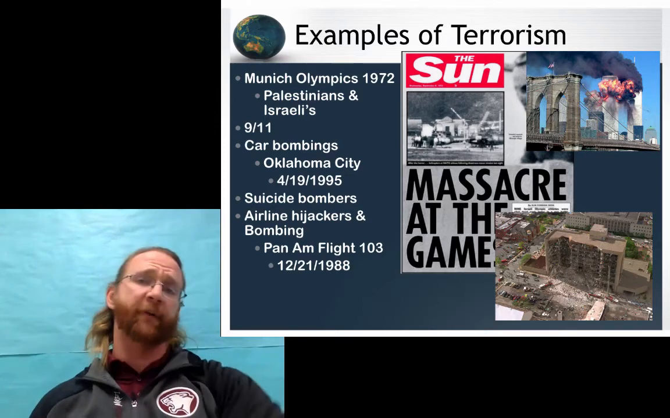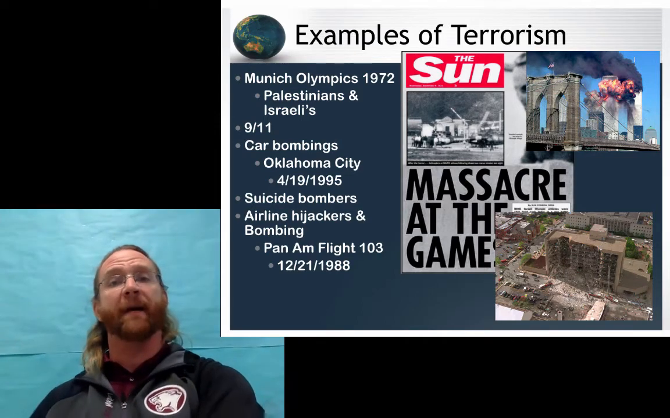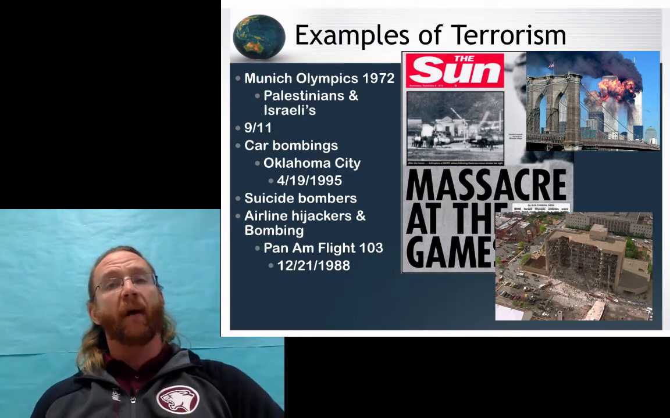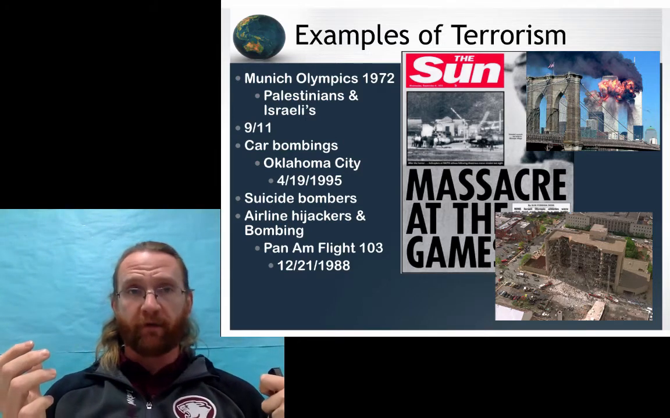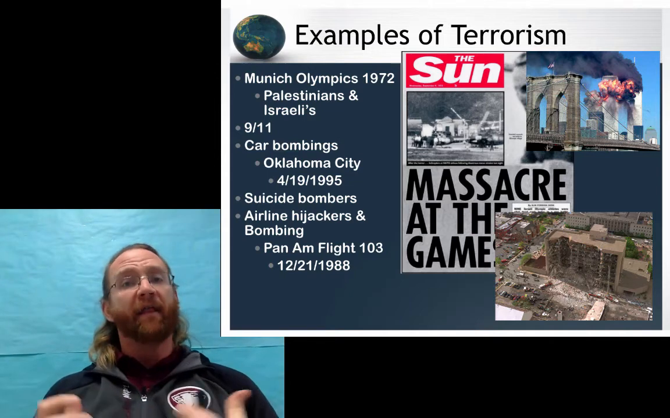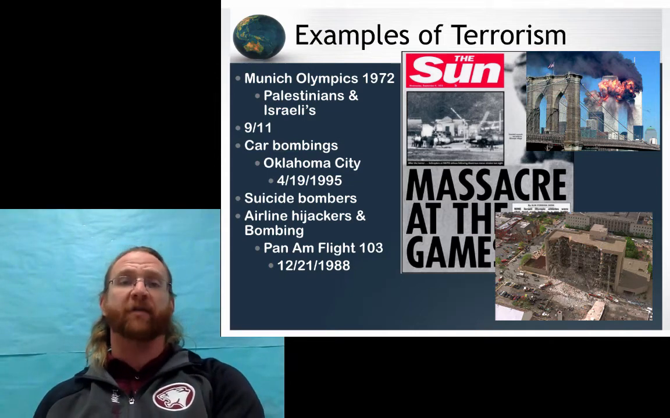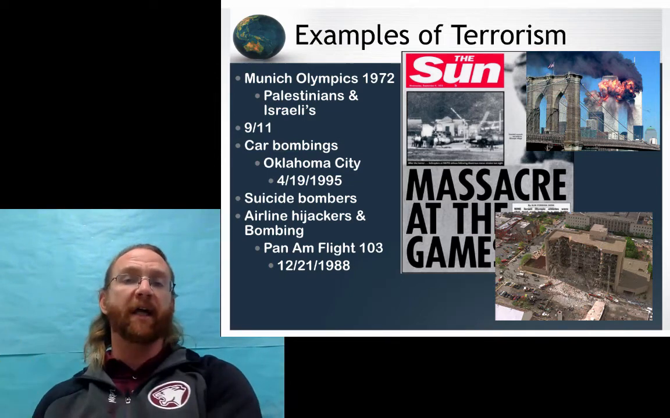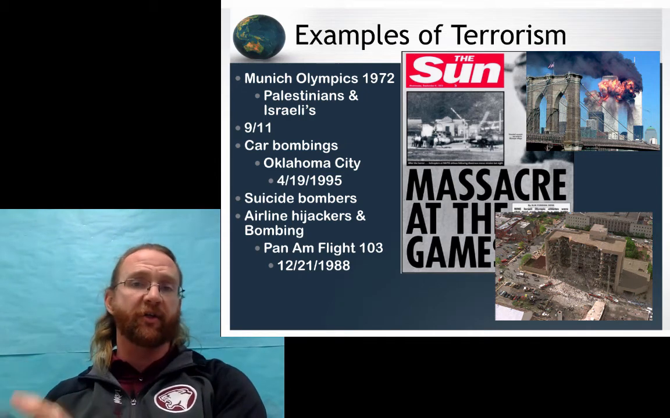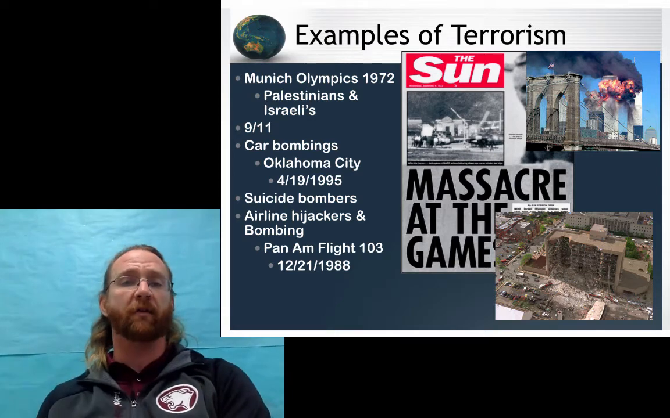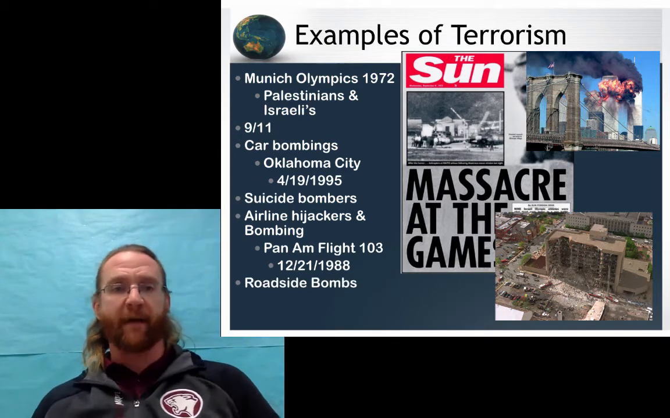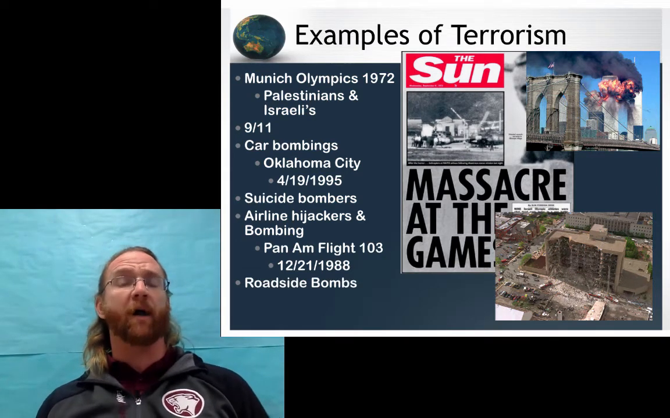Pan Am Flight 103 was a flight from Frankfurt, Germany to Detroit, Michigan, and it blew up over Lockerbie, Scotland on December 21st, 1988. That was an example of state-sponsored terrorism. The Libyan government at the time, under the leadership of Muammar Gaddafi, who really hated the United States, authorized that bombing.